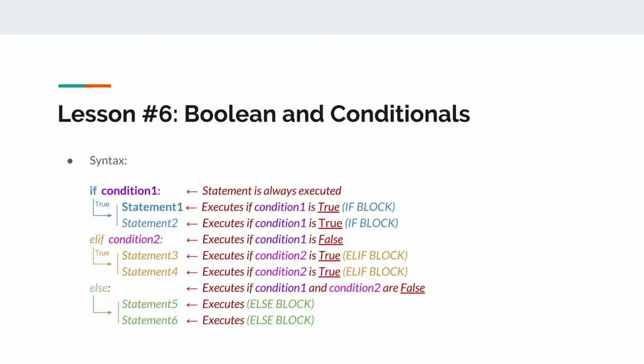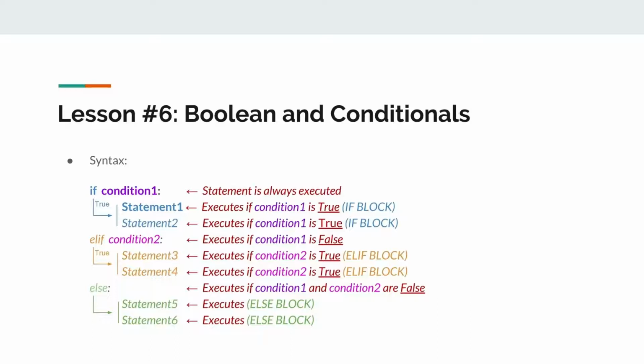The first statement of a conditional block, which is the if statement, is always executed. If condition 1 is true, the if block is executed and the rest of the conditional block is skipped. If condition 1 is false, the elif statement is executed. If condition 2 is true, the elif block is executed and the rest of the conditional block is skipped.